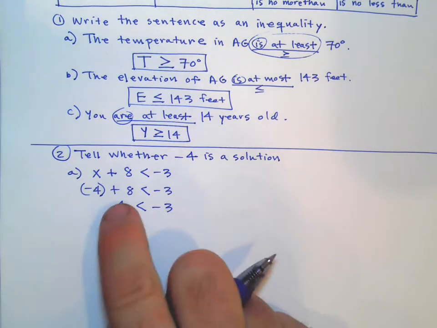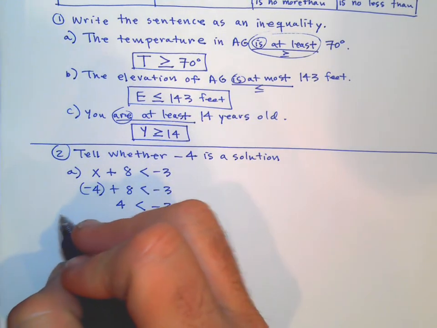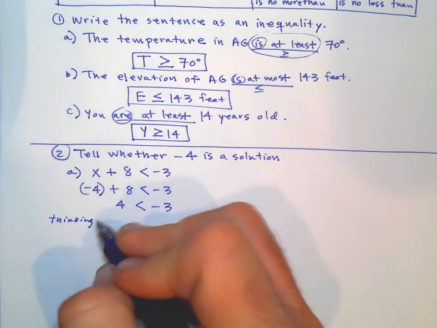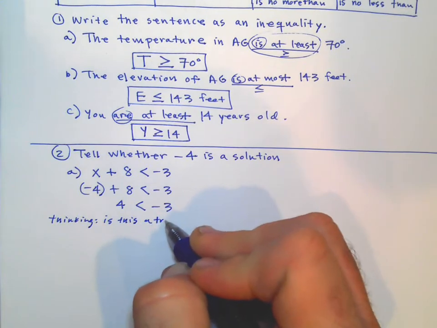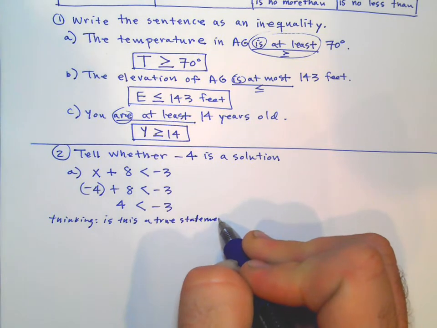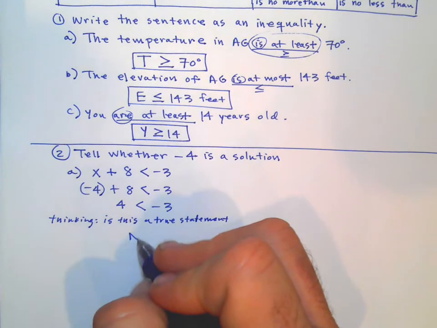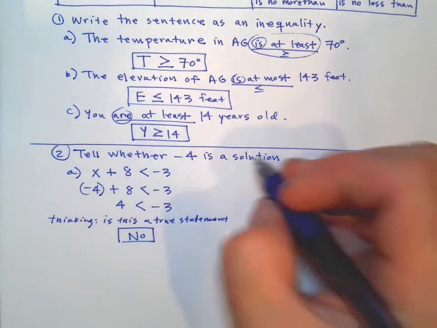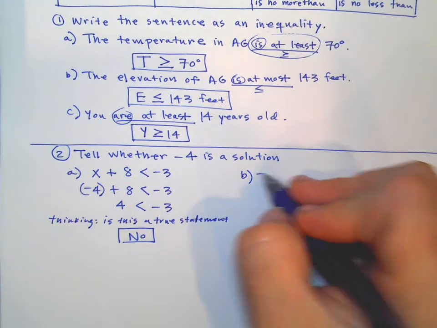Now, when you finally get to a number and a number, you need to decide, is this a true statement? Right? So in your head, you're thinking, is this a true statement? Okay. Is 4 smaller than, less than -3? No. The answer is no. All right, let's try another one.